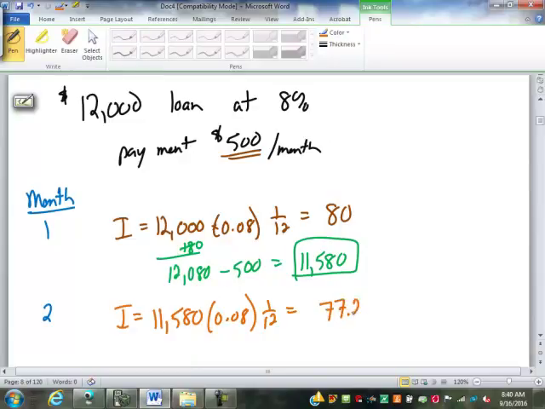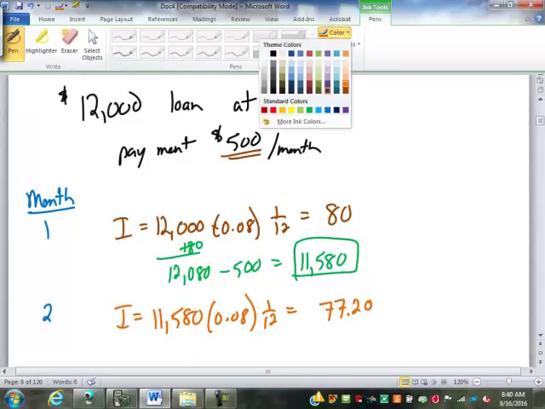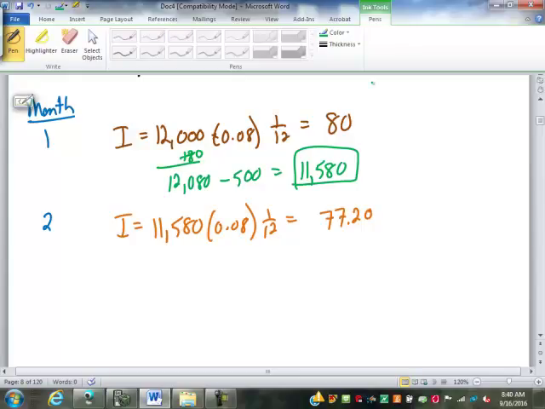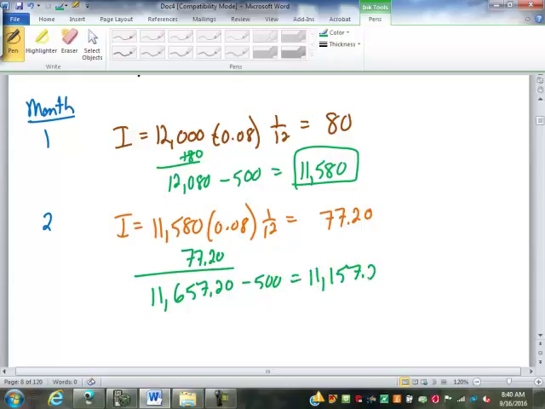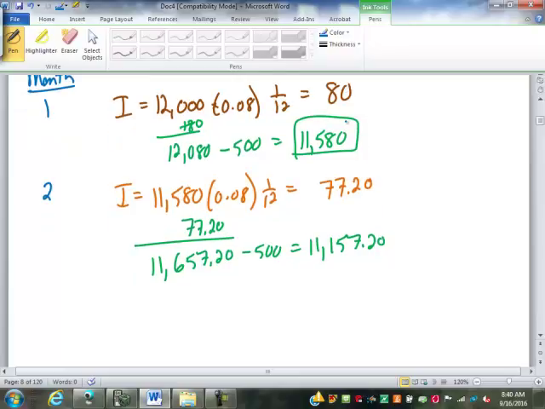$77.20 will be your interest. So we're going to add that on. So now what you have is $11,657.20 minus your $500 payment. You're at $11,157.20 is your balance. That's the balance at the end of the second month.